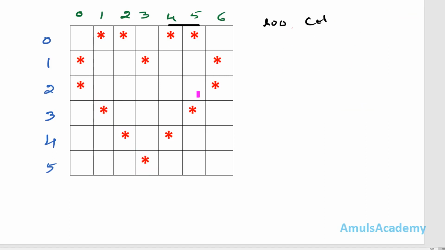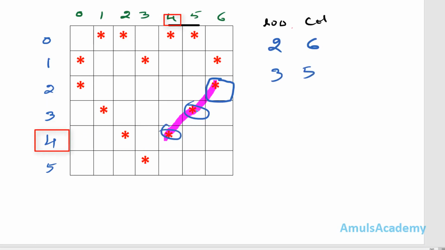Next, we want to print these 3 stars, right? So first we'll write the position of these stars, that is row and column value. This star is at row 2 and column 6. So I'll write row 2, column 6. Next, this star is at row 3, column 5.